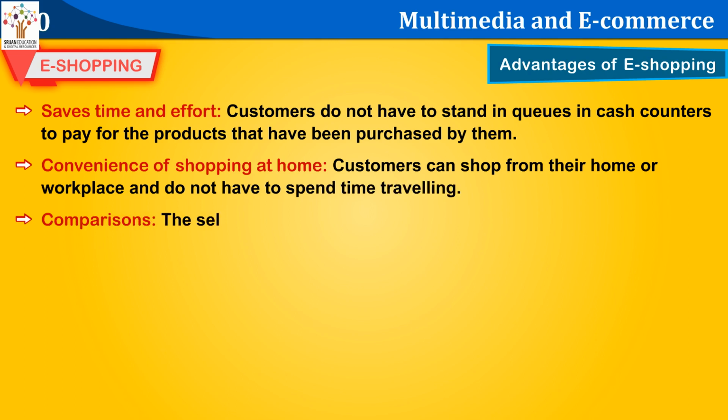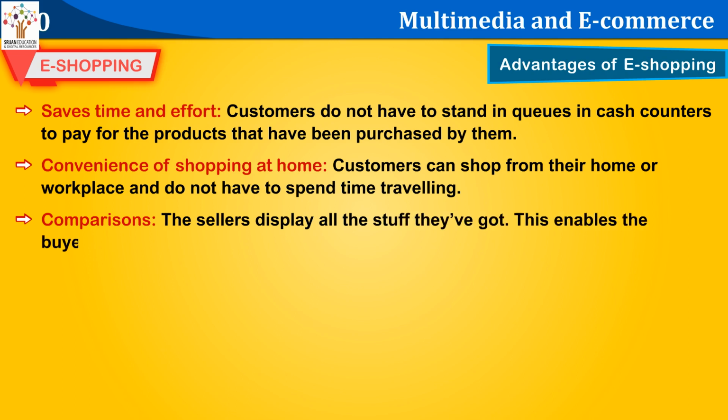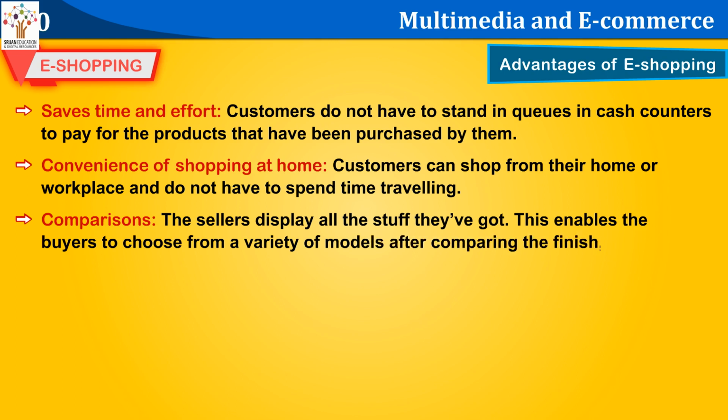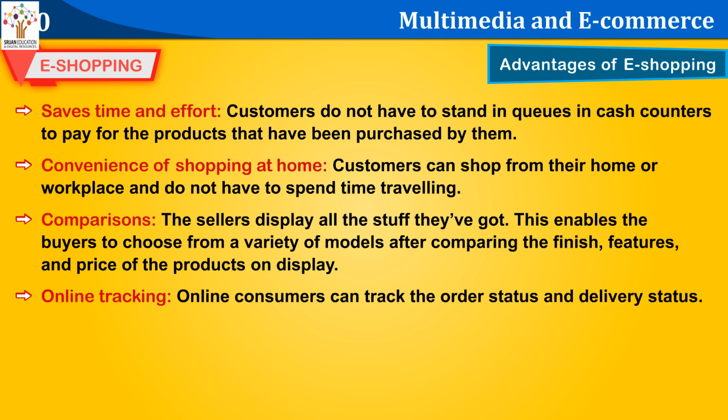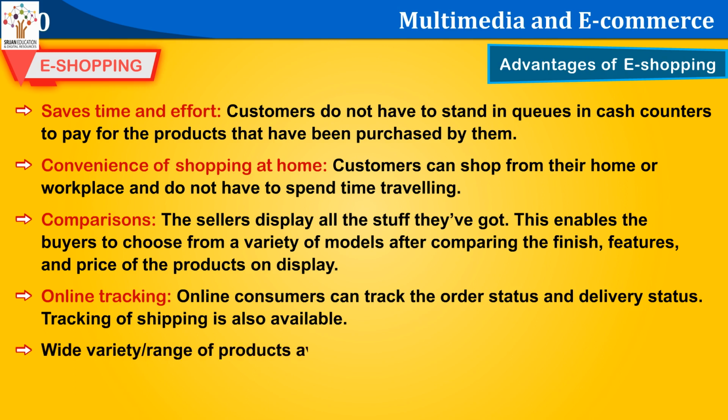Comparisons. The sellers display all the stuff they have got. This enables the buyers to choose from a variety of models after comparing the finish, features, and price of the products on display. Online tracking. Online consumers can track the order status and delivery status. Tracking of shipping is also available. Wide variety or range of products available.